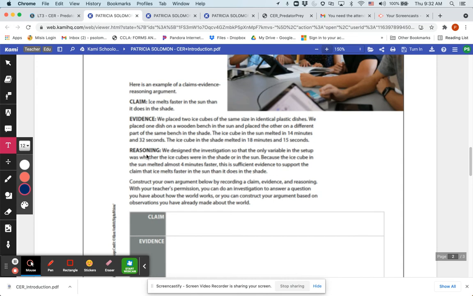And then in the reasoning, they said, we designed the investigation so that the only variable in the setup was whether the ice cubes were in the shade or in the sun. Because the ice cubes in the sun melted almost 4 minutes faster, this is sufficient evidence to support the claim that ice melts faster in the sun than it does in the shade. So it's just explaining why their evidence supported their original claim. Okay, and that's really all it is.